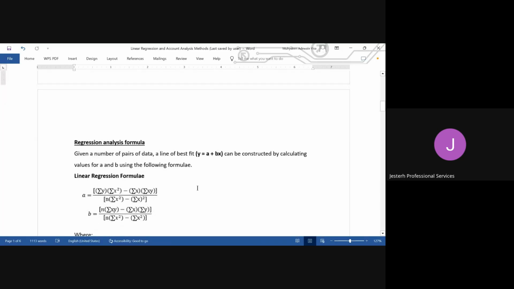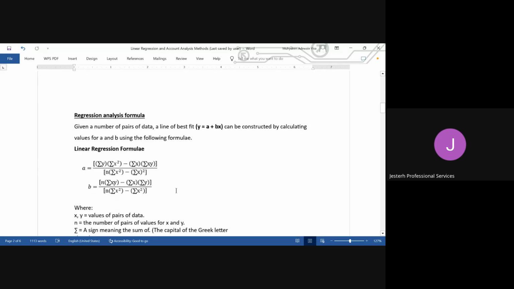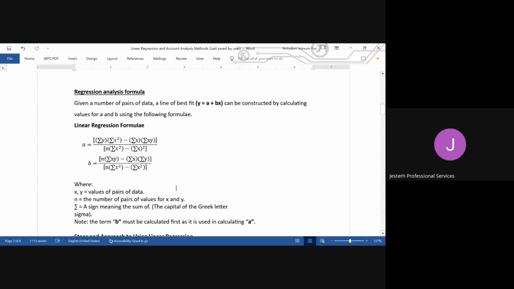Now, the regression analysis formula. As you can see on the screen, it can look a little bit more complex, but it is very, very simple. The only thing we need to do is put it in our head, so whenever we see any question related to regression analysis, we will be able to put it down.